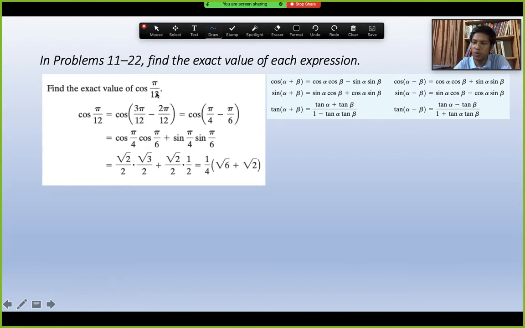This is pi by 12. Pi by 12 means, cos pi by 12 means pi is 180 degree divided by 12, that means 15 degree. See, cos 15 degree equals what? We do not know, but we have a technique. That technique is this: 15 we can break down to 45 minus 30.